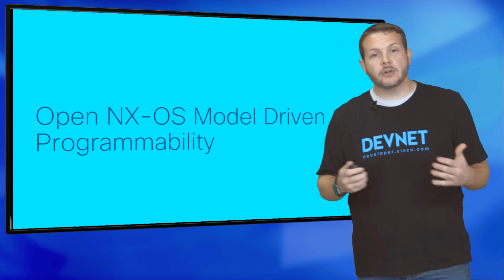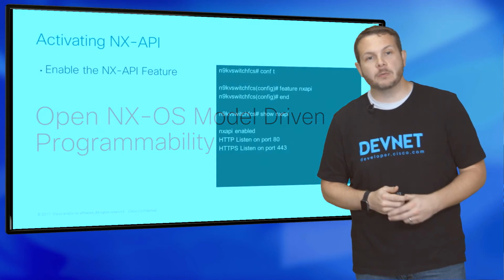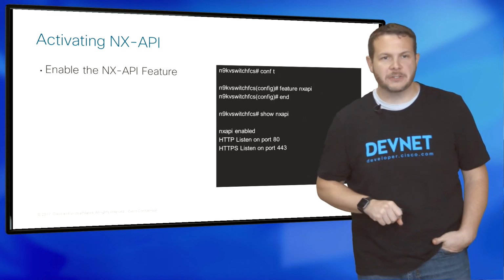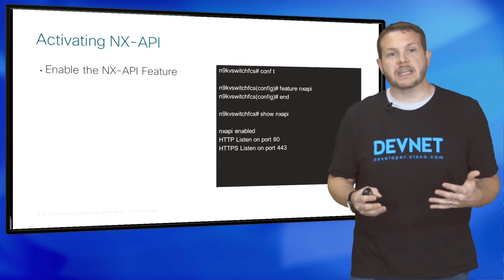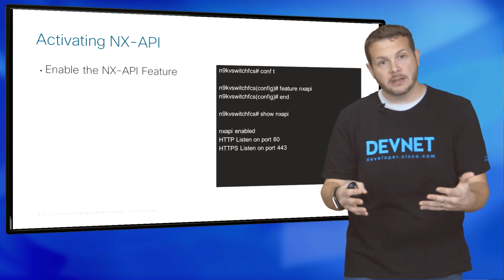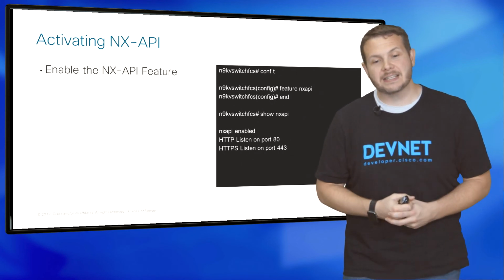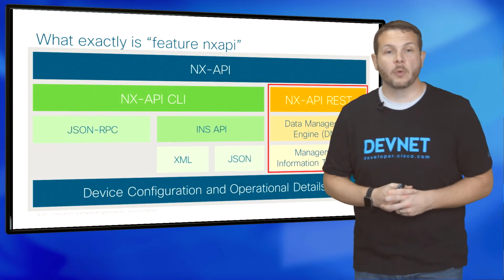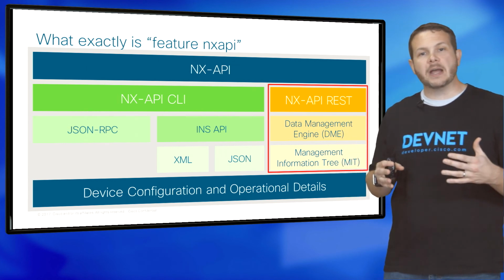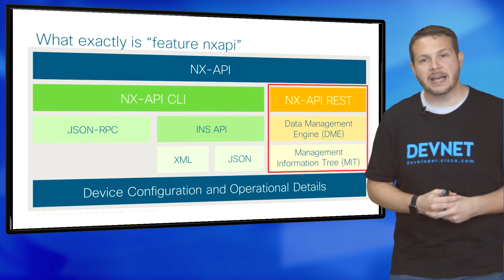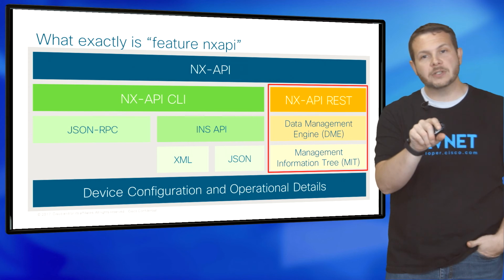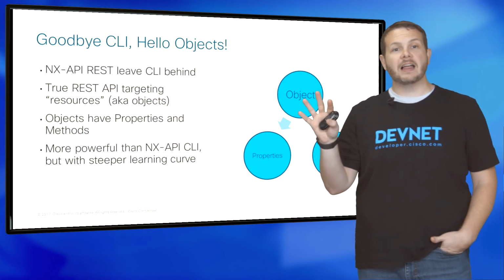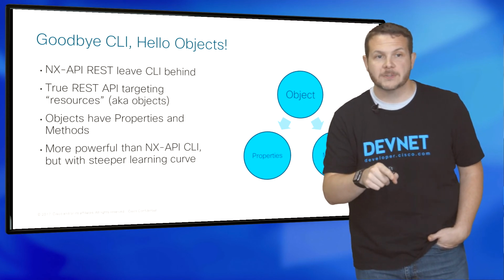Now to start out, Open NXOS model-driven programmability. Though we use models under the hood, if you want to access it through programmability, we do need to turn on the feature. So we start off with enabling the NX API feature. If you've already enabled this to take advantage of NX API CLI, then you don't need to re-enable it. It's the exact same feature that's there. And as we covered in part 1, NX API REST comes along with NX API CLI, but rather than using the CLI options, we're using an object model. That's right, we're leaving the CLI behind and we're saying hello to objects.